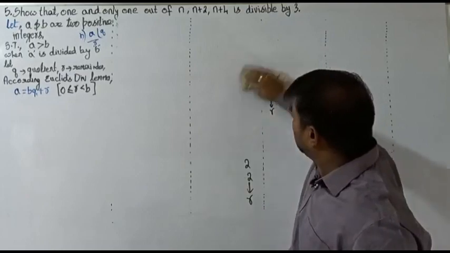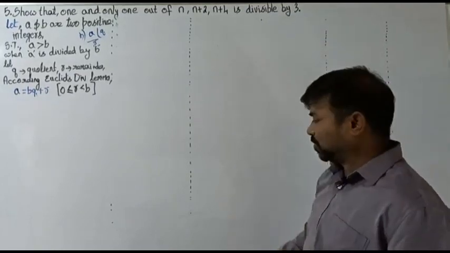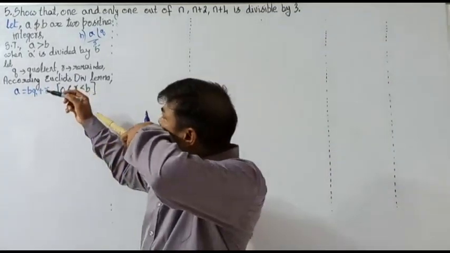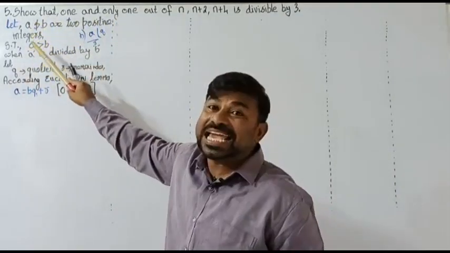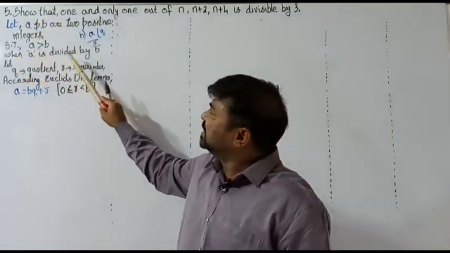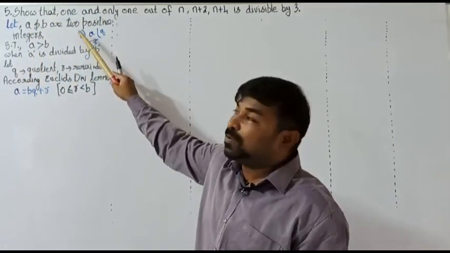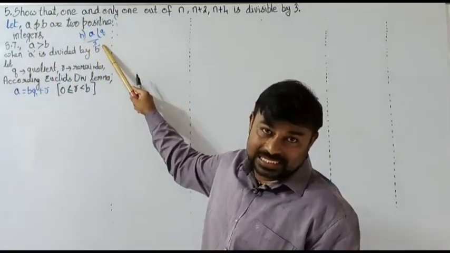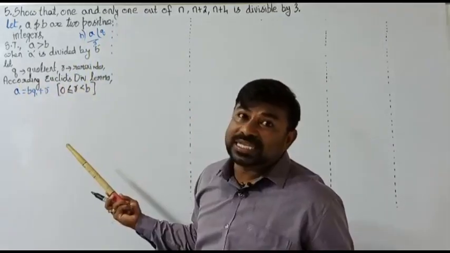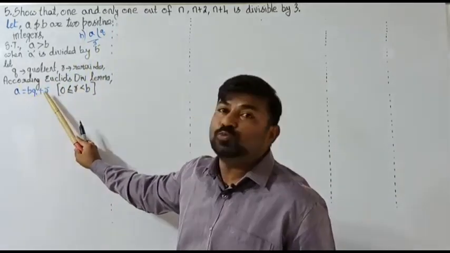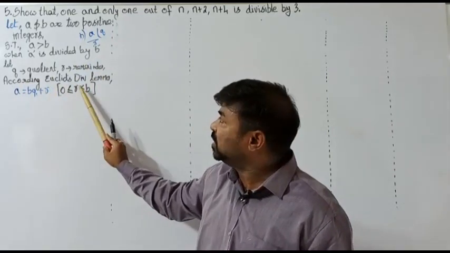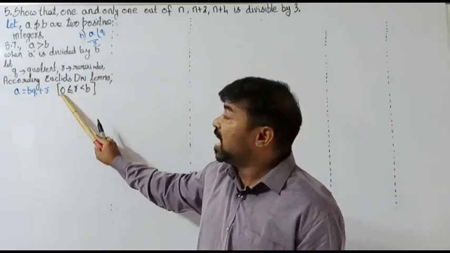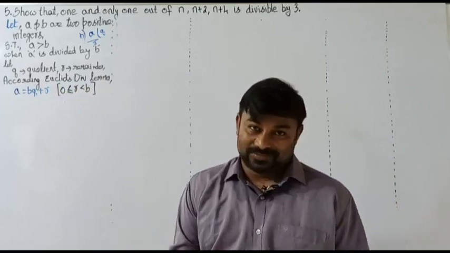So, let me come back with the given question for you. Alright, here it says, write Euclid's division lemma. If A and B are two positive integers such that A is greater than B, when A is divided by B, Q is the quotient and R is the remainder. And what does Euclid say? It is nothing but A is equal to BQ plus R, where the remainder should always be greater than or equal to 0 and less than B.